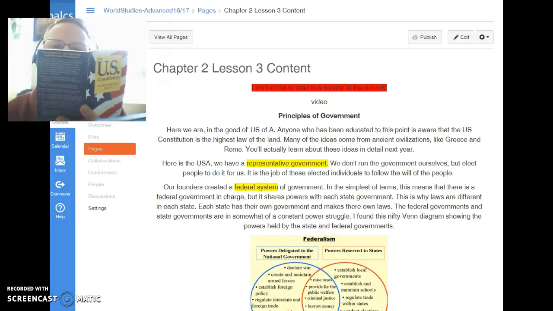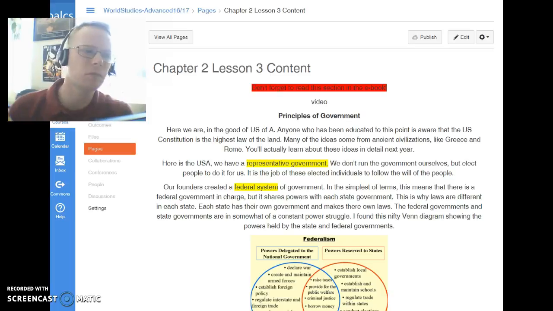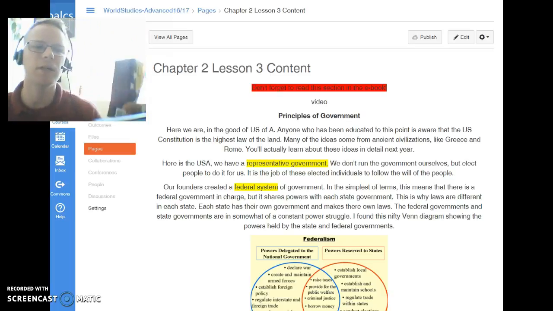The U.S. Constitution has 4,440 words. It's the oldest, shortest written constitution of any government in the world. How about that? Welcome to class today. This is Chapter 2, Lesson 3.